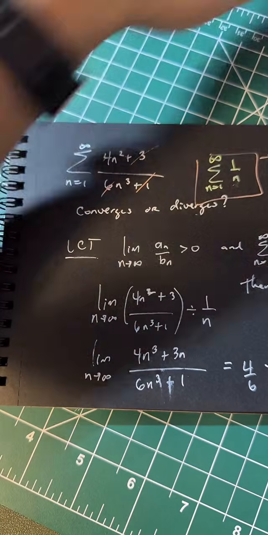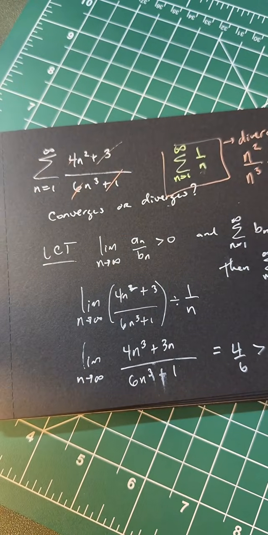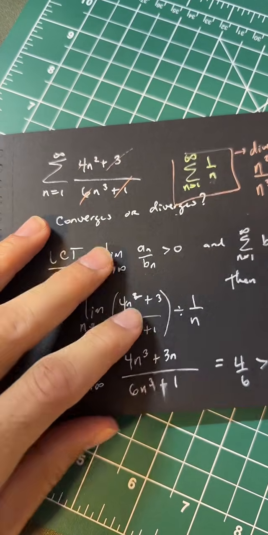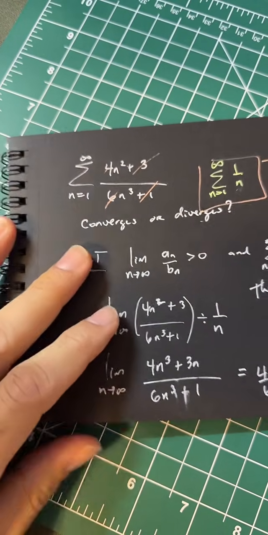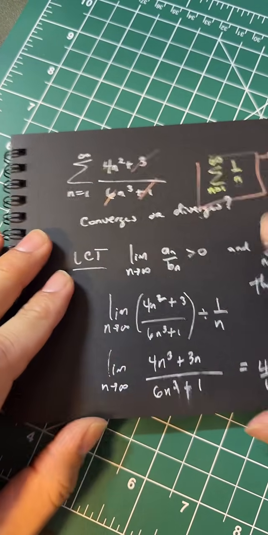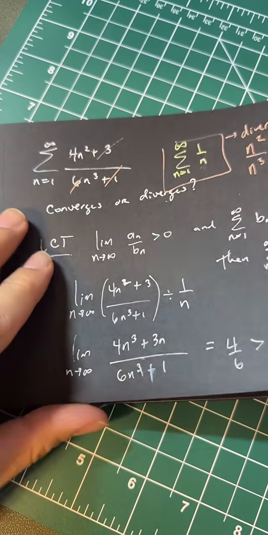Are we here for direct comparison tests, guys, or should we stick to integrals? Okay, let's do another one. So we're going to do limit comparison tests, but maybe I can do direct comparison tests too, but this one gets really hard, okay?